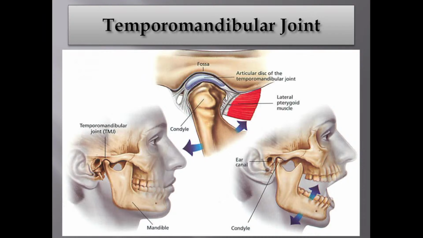The superior portion of the ramus consists of the condylar process and coronoid process, which are separated by the mandibular notch. The condylar process articulates with the glenoid fossa of the temporal bone to form the temporomandibular joint. Once more, the temporomandibular joint consists of the condylar process and glenoid fossa of the temporal bone.